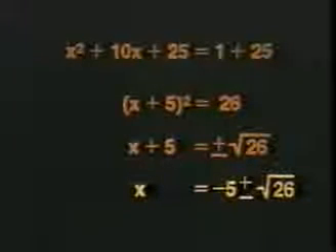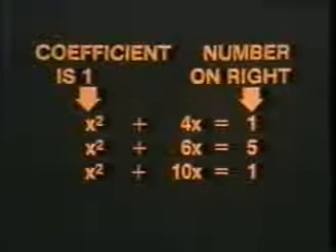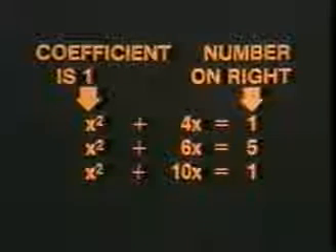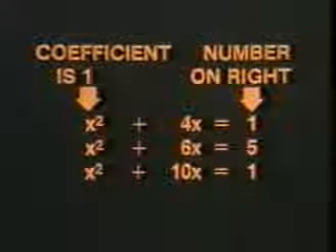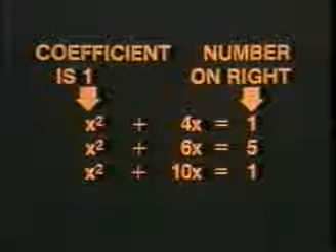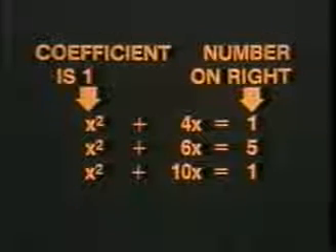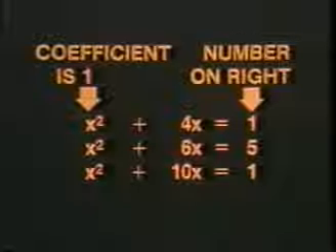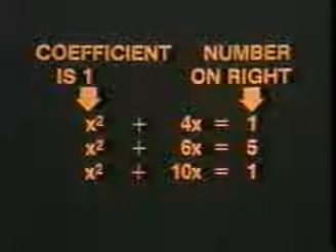Our problems so far have been easy because they've all had a special shape. The coefficient of x squared has always been 1, and the number term has been on the right. That tells us something. Keep that shape, and we'll keep them easy.